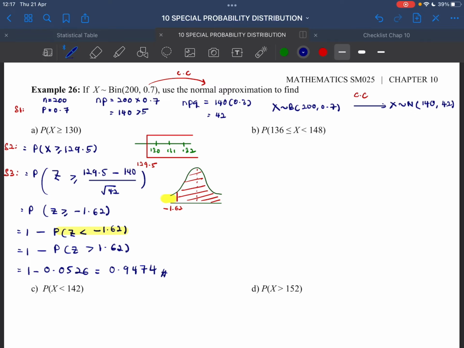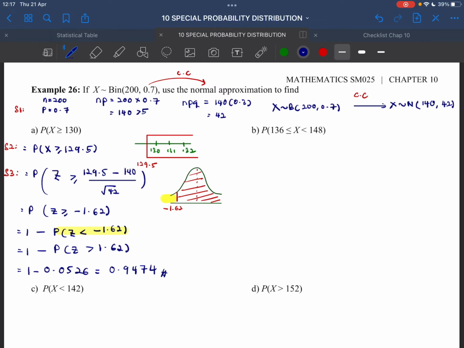Once again, if you have binomial and your np is greater than or equal to 5, you have to change to normal distribution by using continuity correction, and then you just do standard normal distribution like usual.